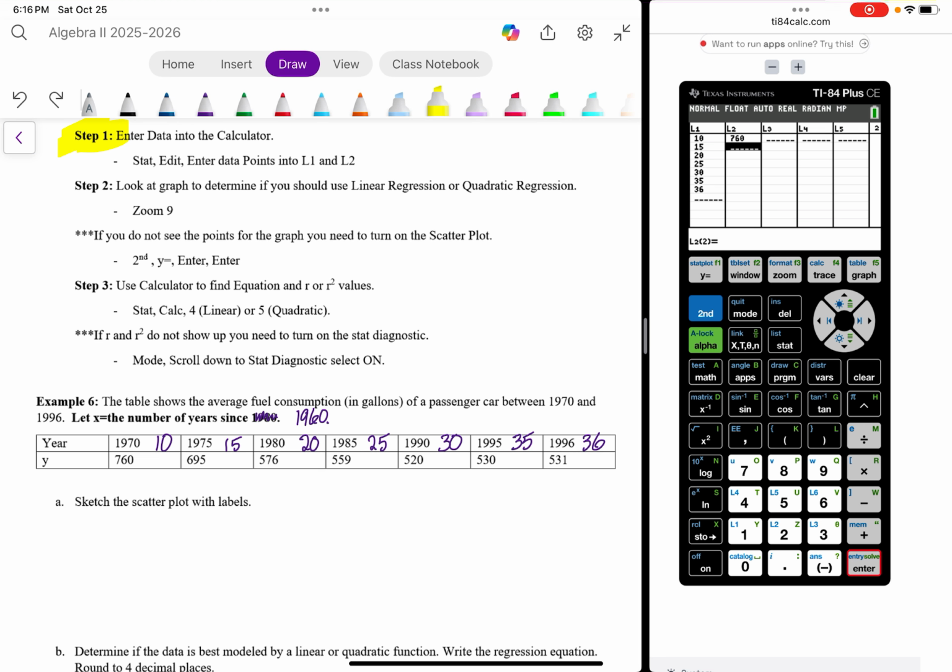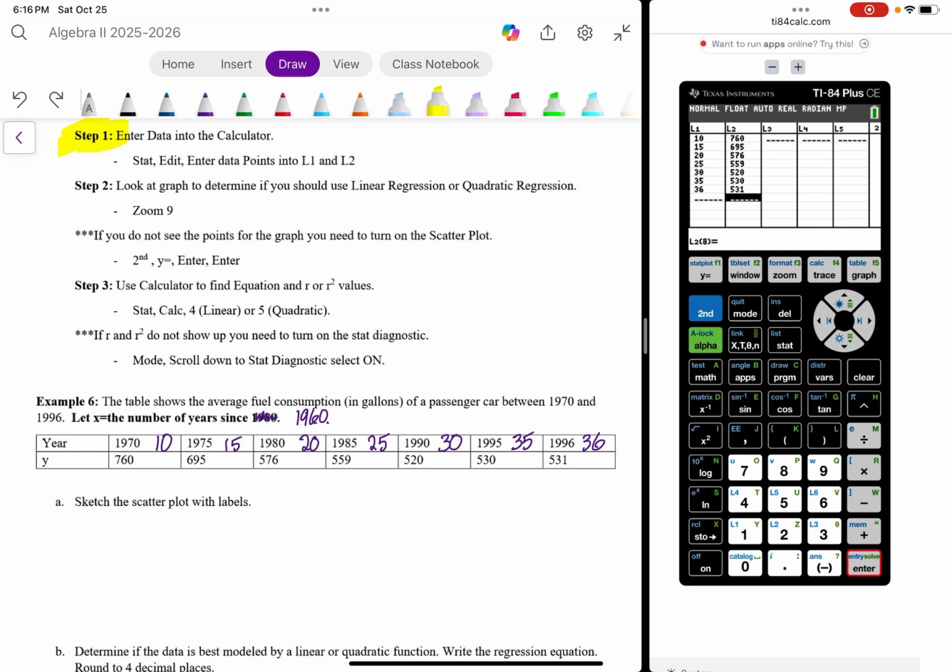So our first one in list 2 is going to be 760, and then 695, 576, 559, 520, and then 530, and 531.